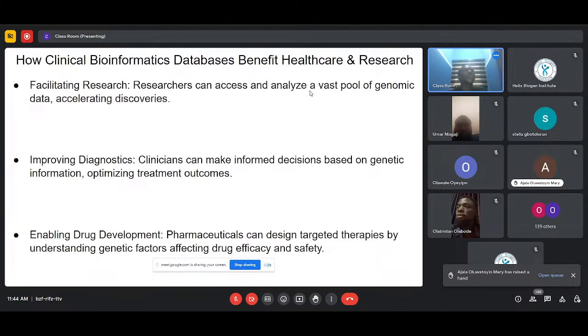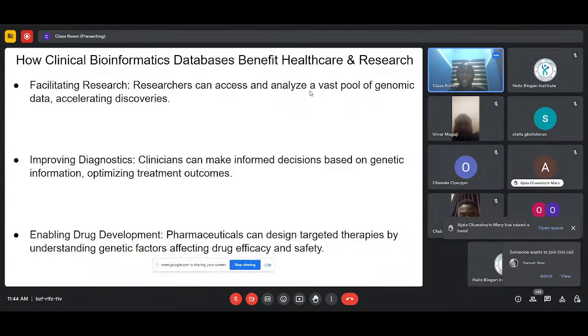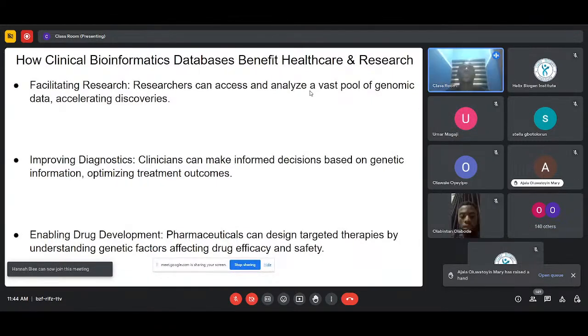Another benefit is improved diagnostics. Clinicians can make informed decisions based on genetic information, trying to optimize treatment outcomes for a particular patient. Let's say we are discussing a breast cancer patient, and from our genomic analysis we are able to show that BRCA1 is implicated in this patient. Going into the database, you can make inferences and clinical decisions about what could be wrong with the patient, and how we can provide treatment.